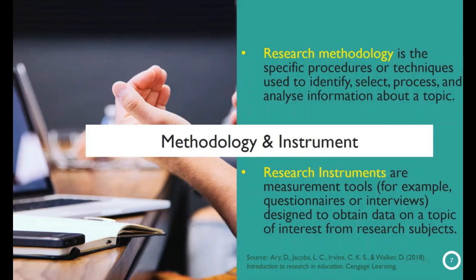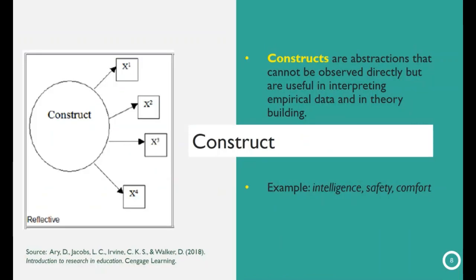All right, let's move on to construct, which is very important in statistics. Constructs are abstractions that cannot be observed directly, but are useful in interpreting empirical data and in theory building. Okay, what does it mean?